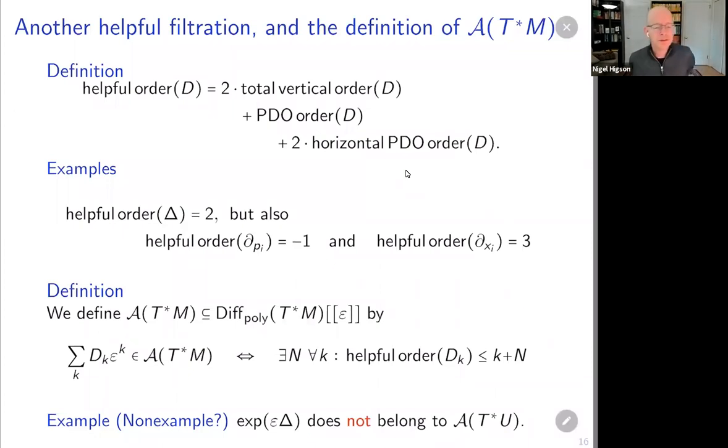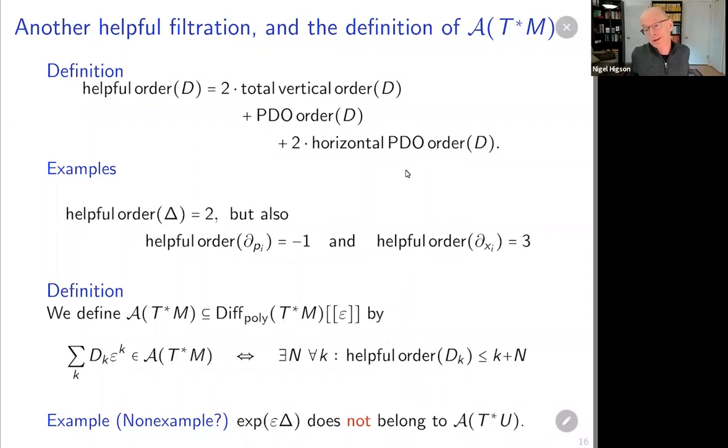How does it work? Well, usefully, the Laplacian has order 2. That's good to know. On the other hand, the derivatives in the vertical and horizontal directions have strange orders. That's just something you have to get a little bit used to. Anyway, we now define some algebra of formal power series just by looking at formal power series whose coefficients have helpful orders bounded by the exponent of epsilon, maybe plus some extra number. Pretty standard thing to do.